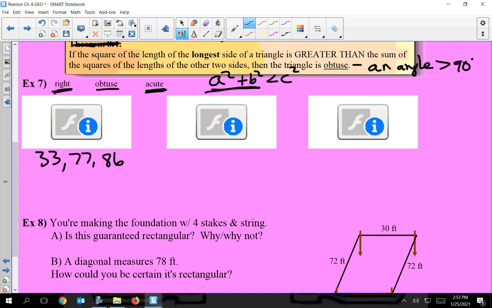Okay. The second one, we got some decimals here, so just make sure you're putting that in right. Once again, put it into the Pythagorean theorem. If it comes out to be equal, then it's right. If it's not equal, then you got to determine is it obtuse or acute.